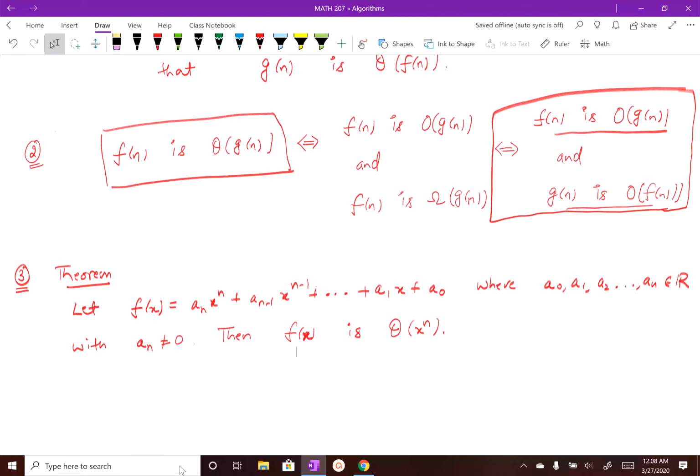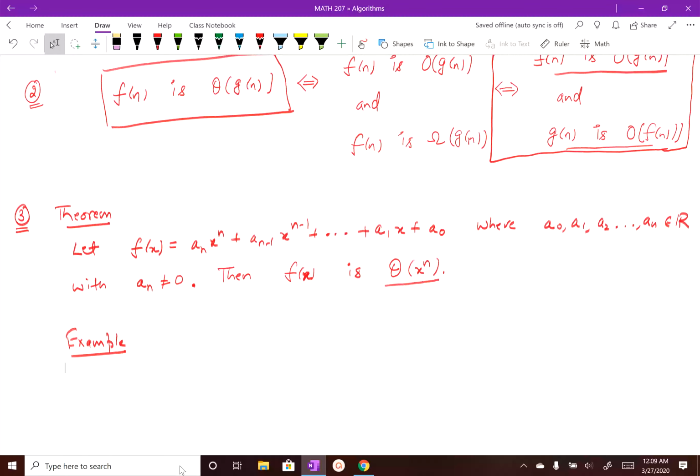And then we have the last result about big theta notation. So let f of x be a polynomial of degree n, which can be written as a n x to the power n plus a n minus 1 x to the power n minus 1, and all the way up to a1 x plus a0, where a0, a1, a2, up to a n are real constants, with a n not equal to 0. That means it is a polynomial of exactly degree n. And in that case, you can show that f of x is big theta of x to the power n.